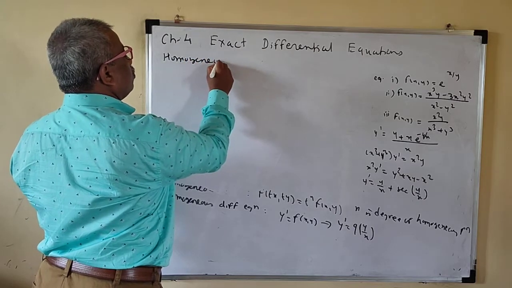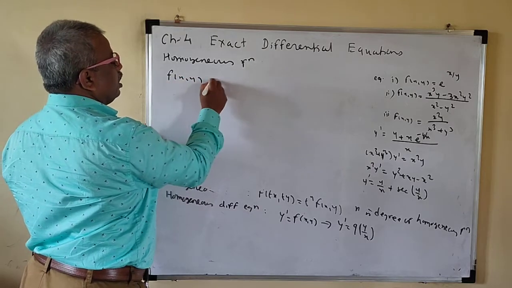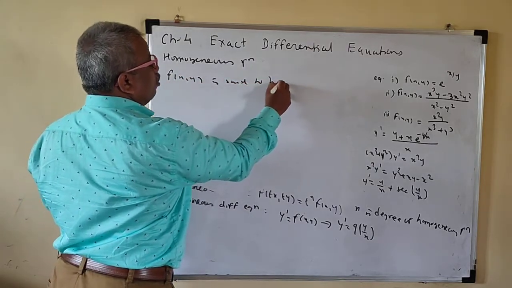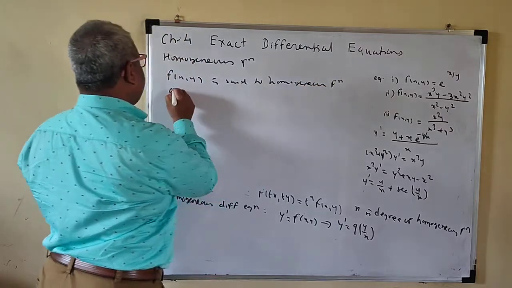Homogeneous function. Okay, so a function f of x y is said to be a homogeneous function of degree n.